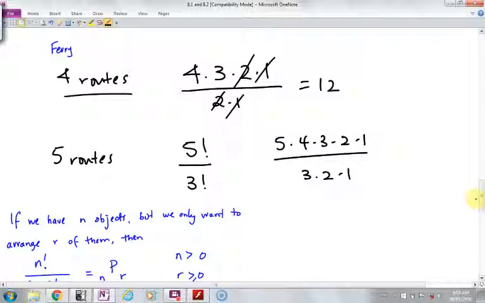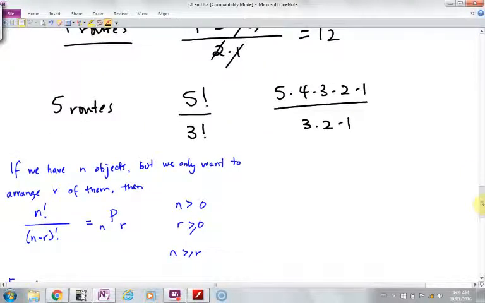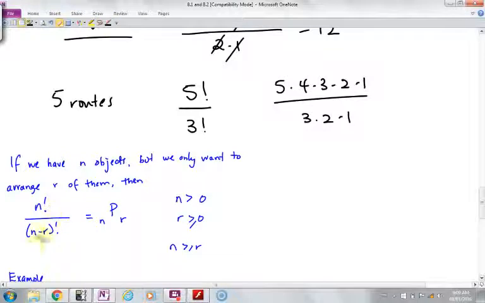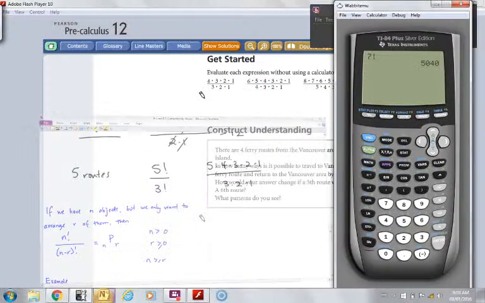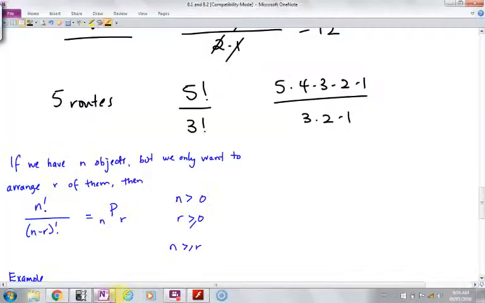So if we have n objects, but we only want to arrange r of them, then we have n factorial over n minus r factorial. So the ones we want divided by the ones we don't want, the leftovers. Okay, factorial on both. And that we call n permutations of r. And if you notice on your calculator under that math, right above the exclamation point, you've got that nPr there. So if we pull that up again, I want that behind it.